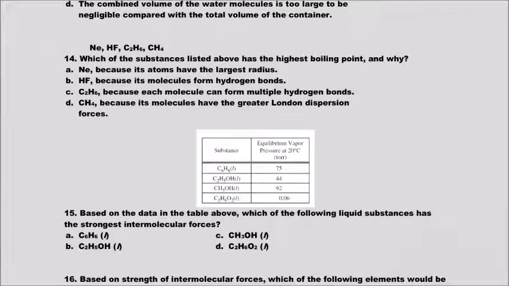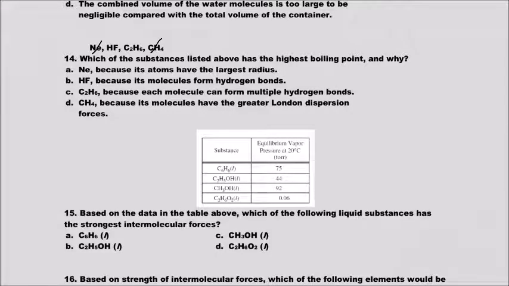14. Which of the substances listed above has the highest boiling point and why? Okay, well, we know neon's a nonpolar atom. It's only going to have LDFs. We know CH4 is tetrahedral, nonpolar, so LDFs.